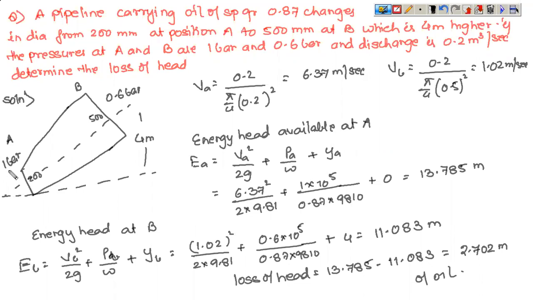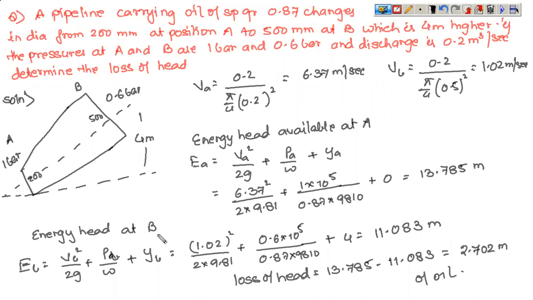Pressure at entry is 1 bar. This is given. So this is 1 into 10 to the power 5. You need to convert everything into Newton per meter square. Divided by 0.87, the specific gravity, multiplied by 9810. Plus 0, because the entry height is 0. So this gives you 13.785 meters.